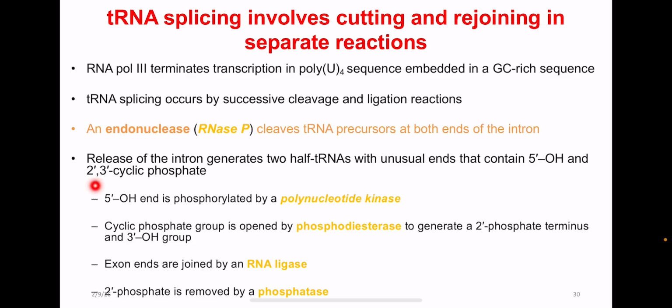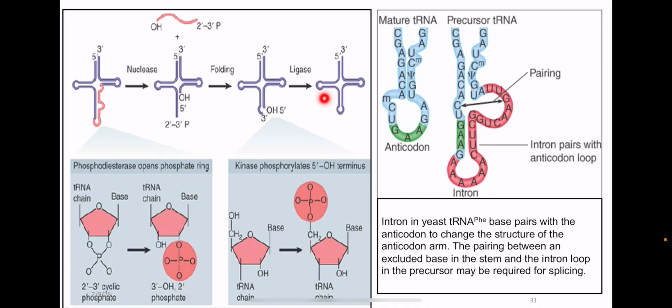Okay, and with the cyclic phosphate, we have to open it first before we do any other treatment. The opening is done by phosphodiesterase. When we open it, we get 2' P and 3' OH. This is very ideal because this is what we wanted. So we just get rid of the 2' P end using a phosphatase. Then we join the 3' OH and the 5' P together to form our mature tRNA.